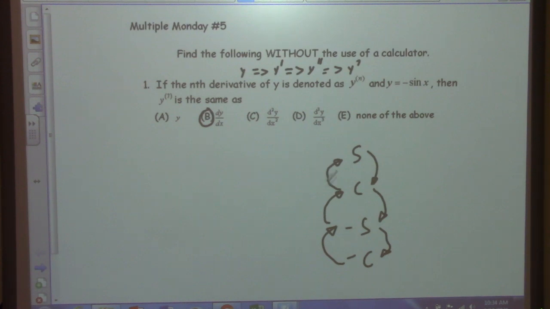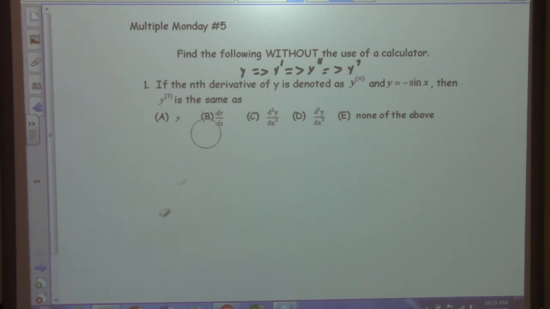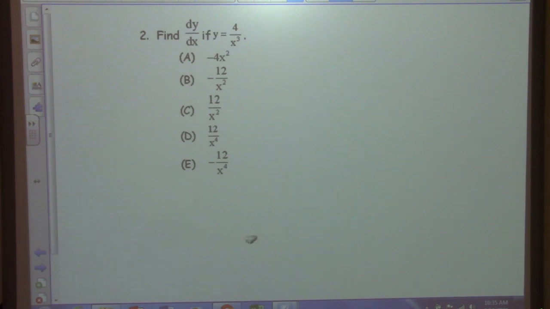So cycling through. Does that make sense a little bit? So it's the same as the first derivative is what it amounts to. And then if it had been y sixth, what would it have been? Just y, right?